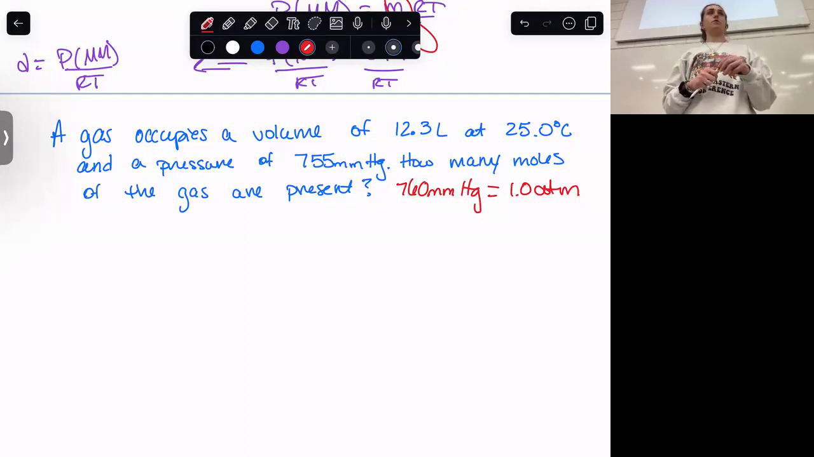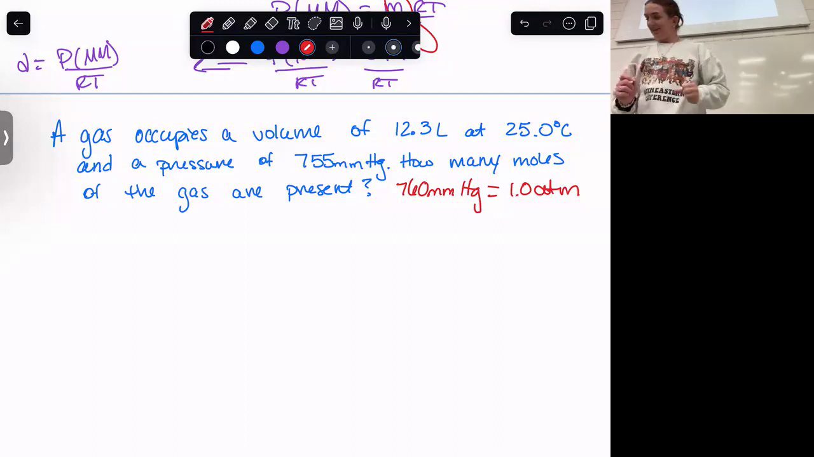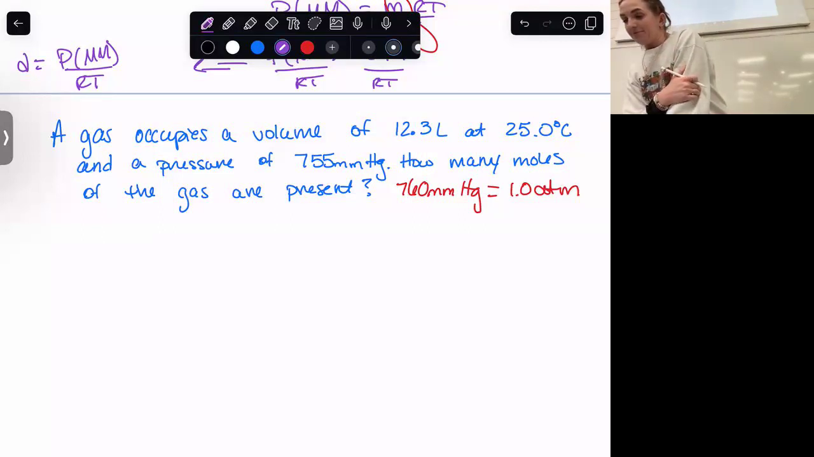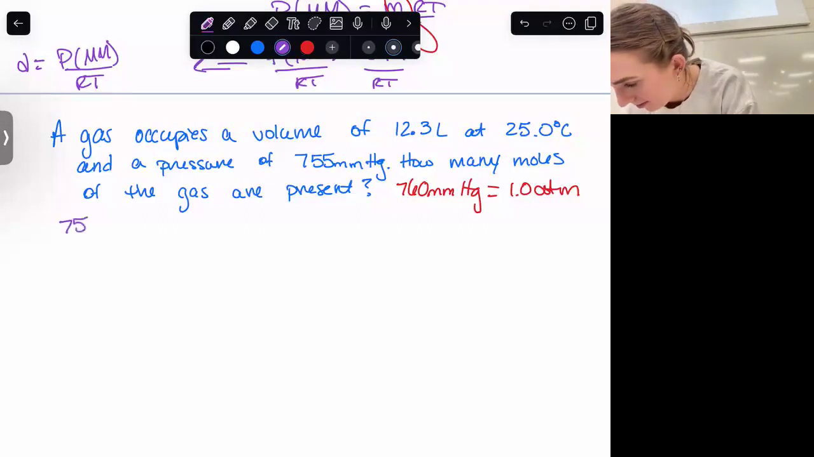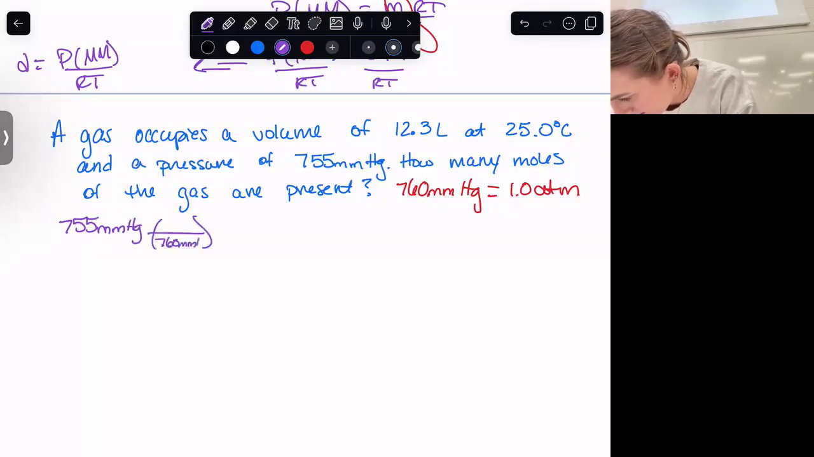Did anyone get an answer for the number of moles? Yep. Y'all want to tell me what you did? We divided 755 by 760 to get the atm, which was 0.993 atm. Awesome. Then we multiplied by 12.3 liters, and that's already in liters.